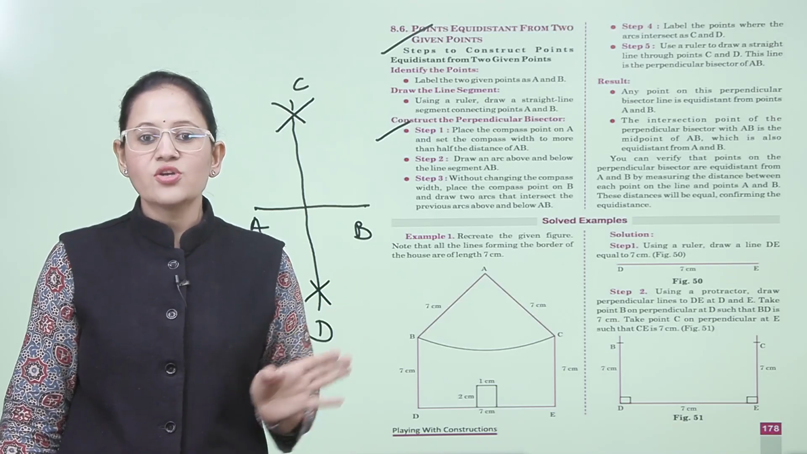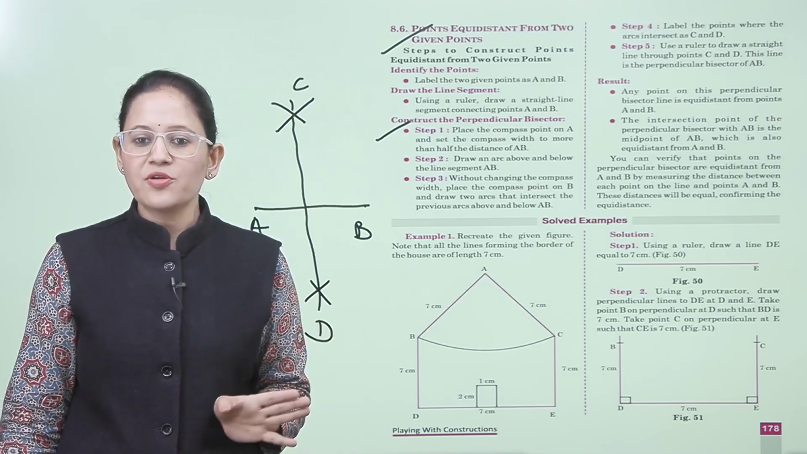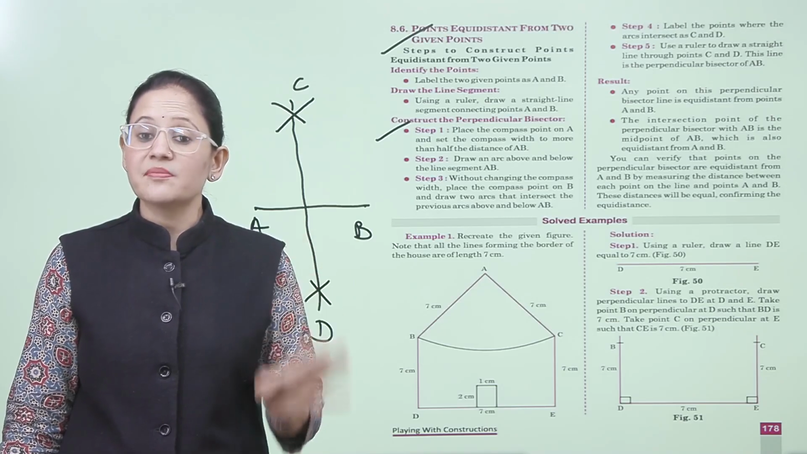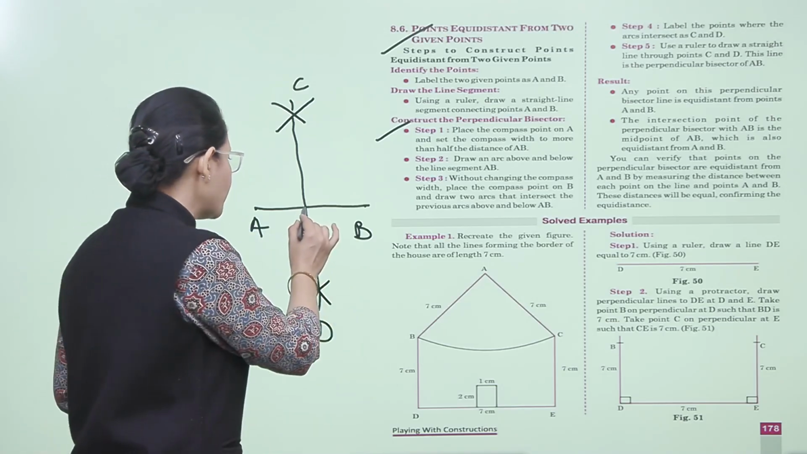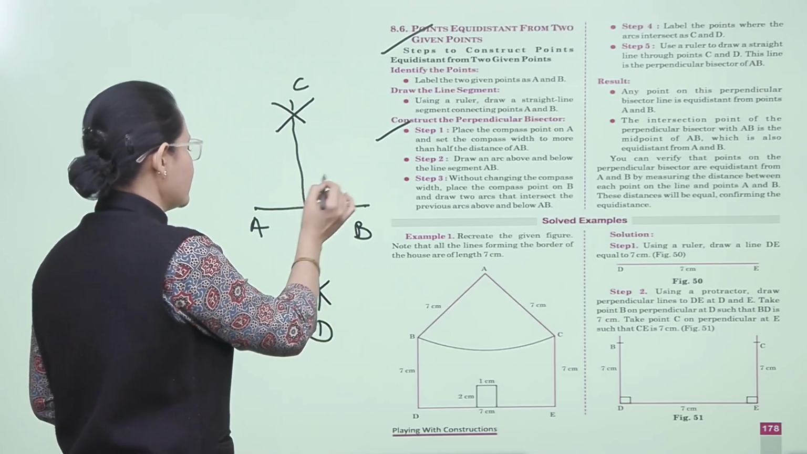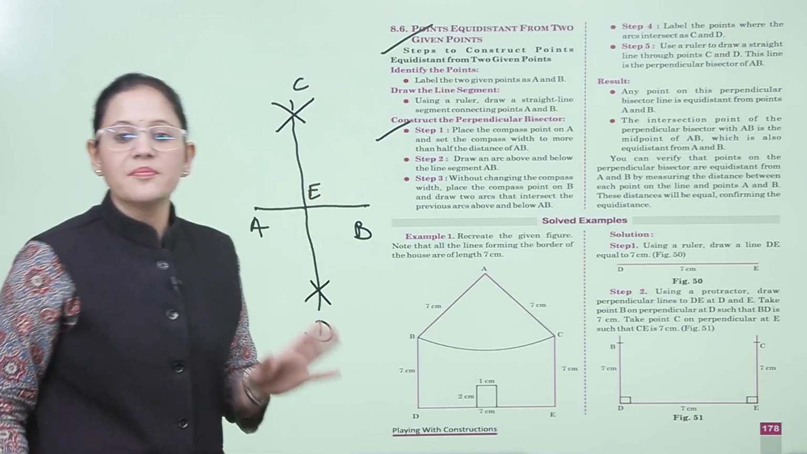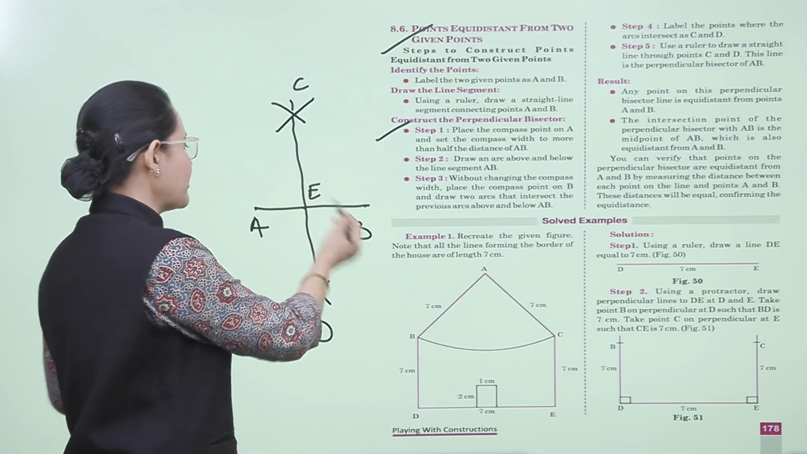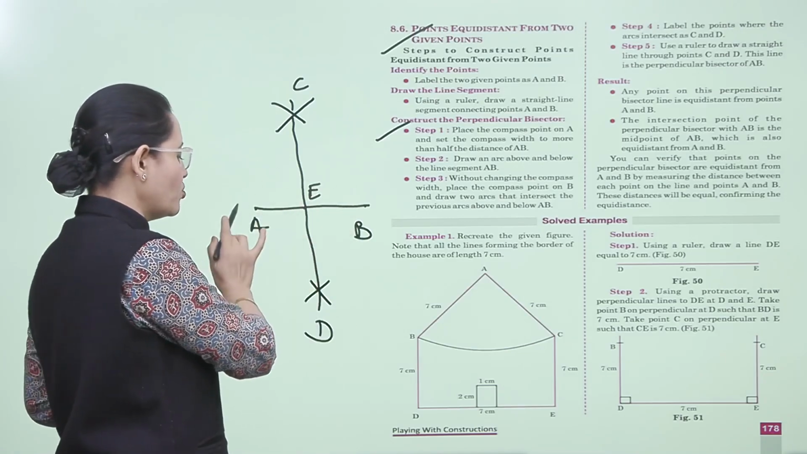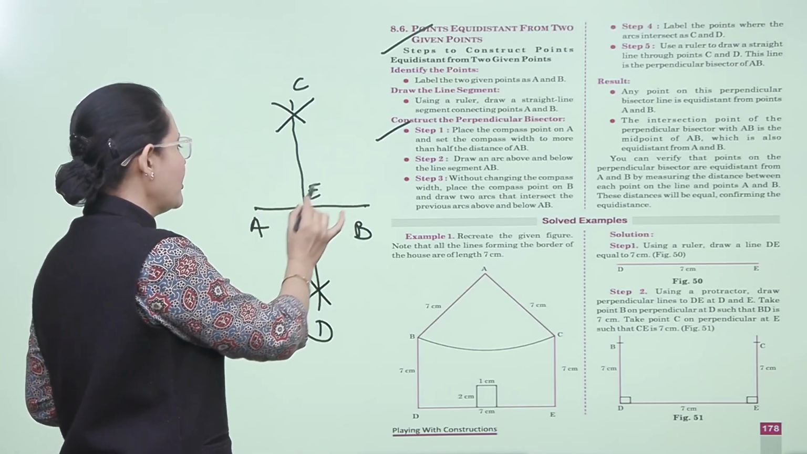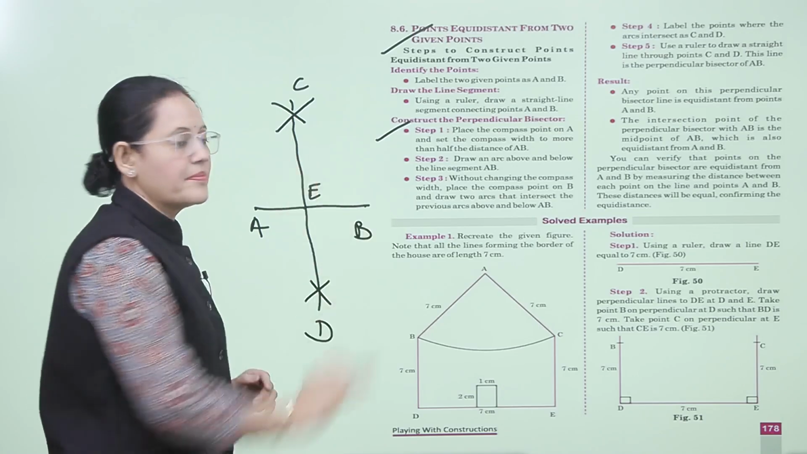Clear? So the intersection point of the perpendicular bisector with AB is the midpoint. Suppose this point is E. That is the midpoint of line segment AB. It will divide it into two equal halves, so AE will be equal to EB.